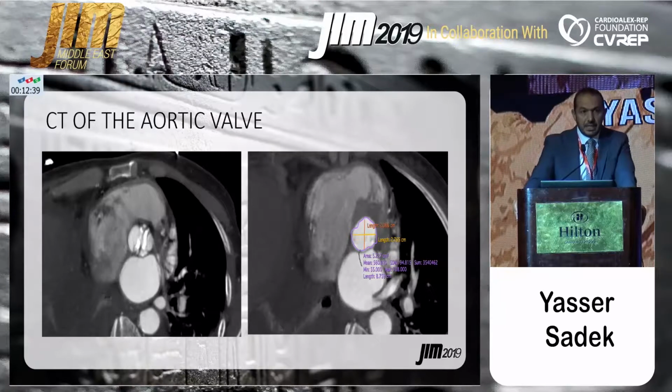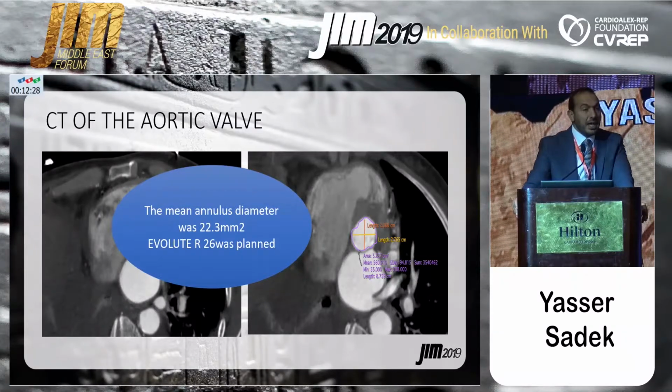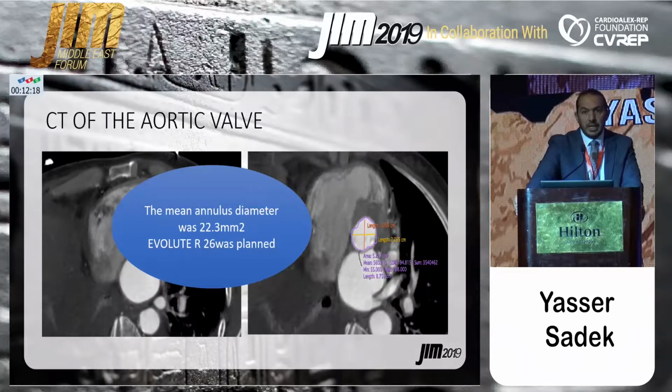And this is his CT. This is the first problem. He has a bicuspid aortic valve type 1, and his mean annulus diameter was 22. So the plan is to go with an Evolut R 26. But we have to measure the annulus more because this is a bicuspid aortic valve. So usually in every bicuspid aortic valve, I do prefer to do pre-dilatation first to assure the sizing of the valve.